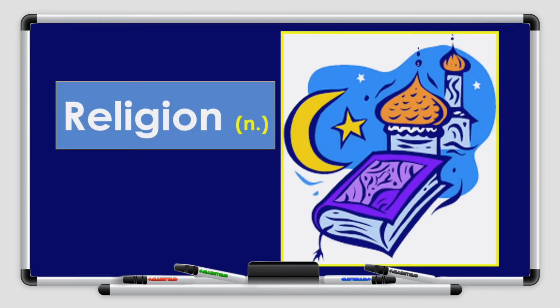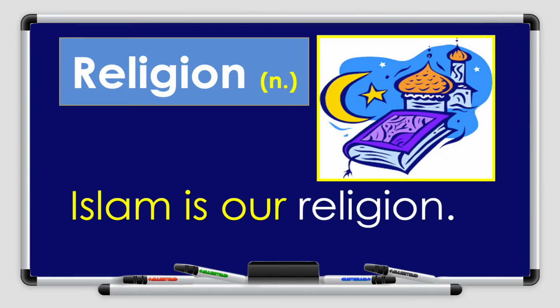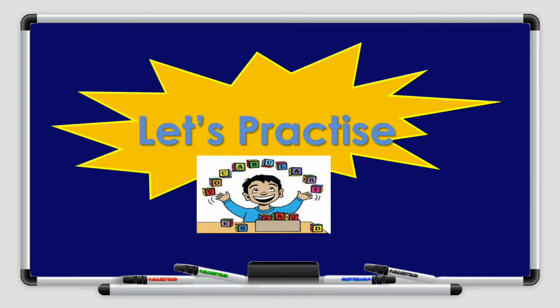Our next word is religion. Religion. Repeat after me. Religion. It's a noun. Islam is our religion. That's all with the vocabulary, boys and girls. Now let's move on to practice.